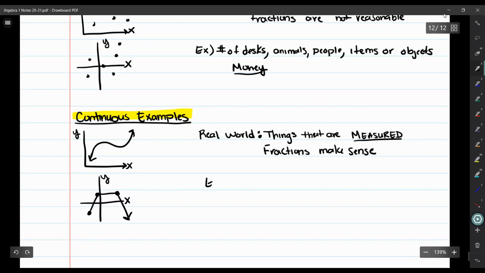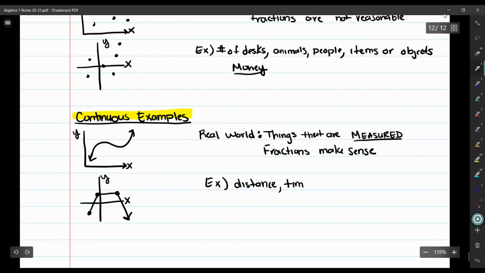So, for example, if we talk about distance, we measure distance in, like, let's say feet, miles. I can have 0.2 of a mile. I can have 0.8 of a mile. I can have 0.22222 repeating of a mile. So every fraction possible for miles works.